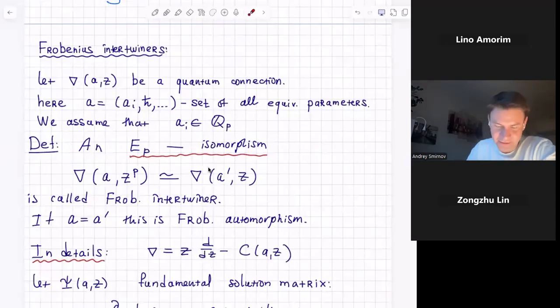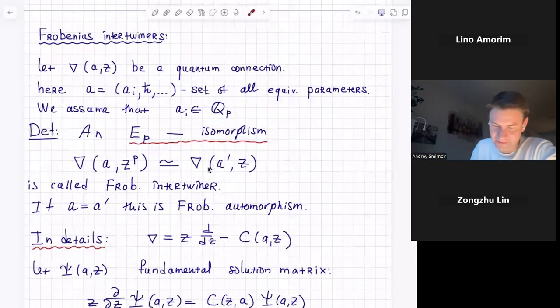So let's assume that you have a quantum connection for some variety X. This is a quantum connection in variables z, which may depend on certain extra parameters. You may think about these extra parameters as equivariant parameters, for example, when you study quantum cohomology equivariantly. But in this case, you need to assume that these parameters take some p-adic values.